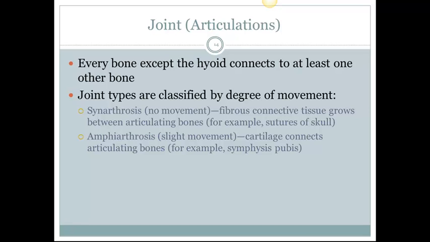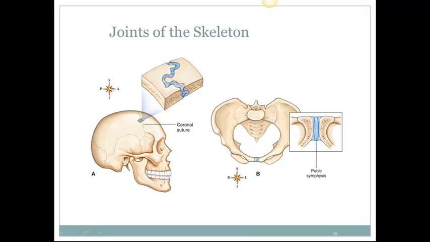Amphiarthrosis, which is slight movement, cartilage connects articulating bones. A good example of this is the symphysis pubis and the pelvic girdle. So here's a picture of the sutures, non-movable, and the pubic symphysis, very little movement, but it attaches the 2 together.